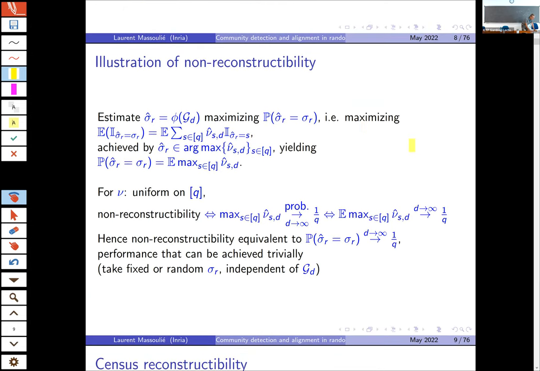Okay, one more word about this non-reconstructibility. Assume you have a symmetric distribution for the spin at the root. So it's a uniform distribution on the Q values that it can take. In binary spin, one half; in general, one over Q for each of the Q values. So by what I just said, non-reconstructibility holds if and only if the maximum of the conditional probabilities of the value of the spin at the root, given what you observe down at generation D, converges to one over Q. It's the same thing to have the distribution converge to the uniform as to have the maximum converge to one over Q.